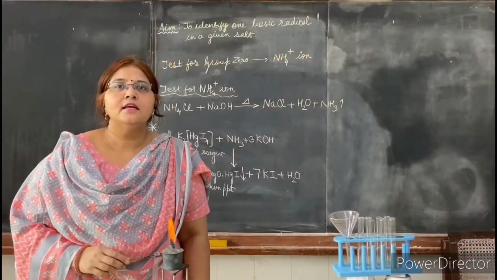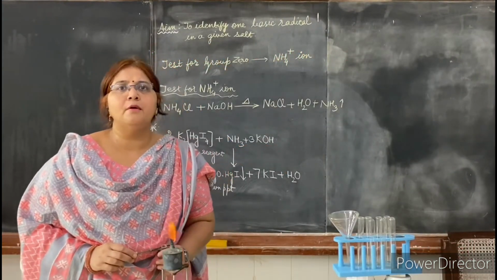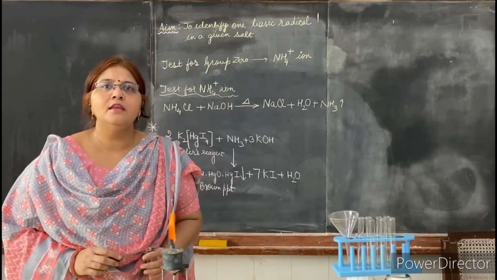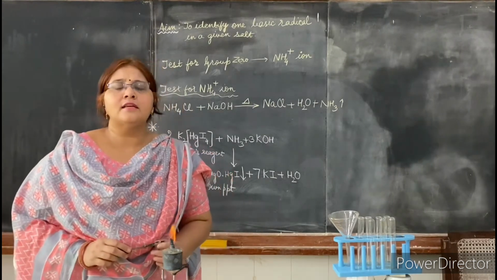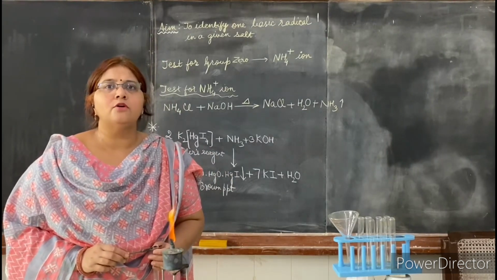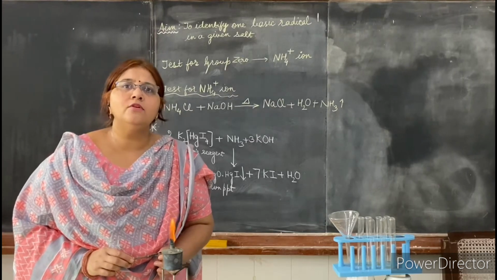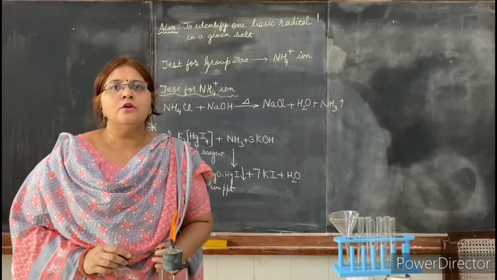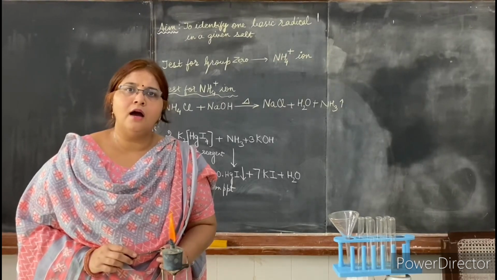Hello students, now I will show you how you can identify the basic radicals in a given salt. For this, the basic radicals are divided into 6 groups. The first group consists of the ammonium ion, which is known as the zero group. So today I will show you the test for the ammonium ion.